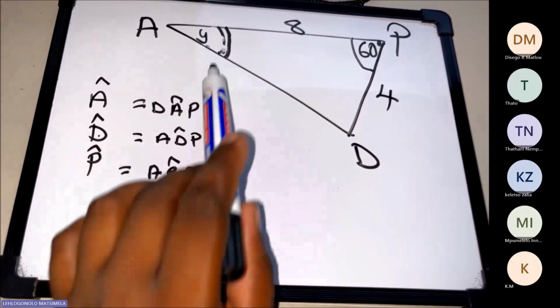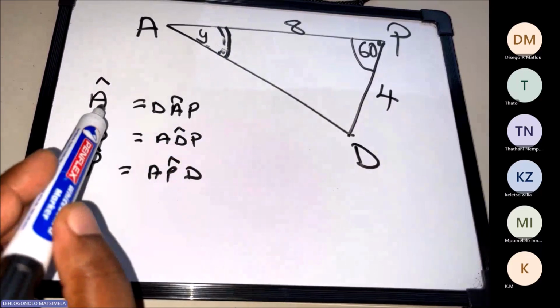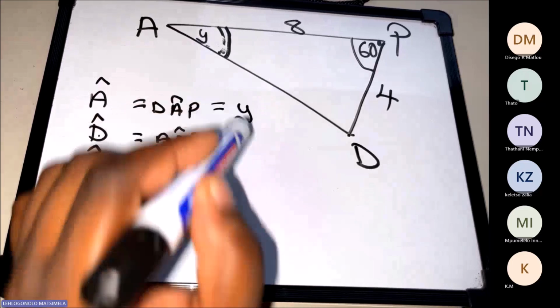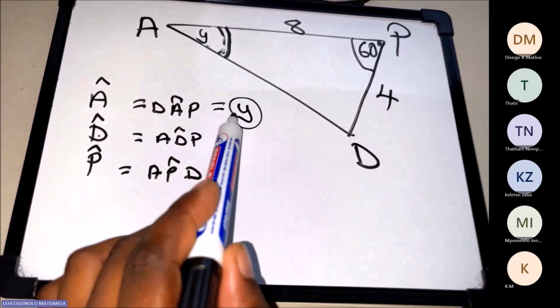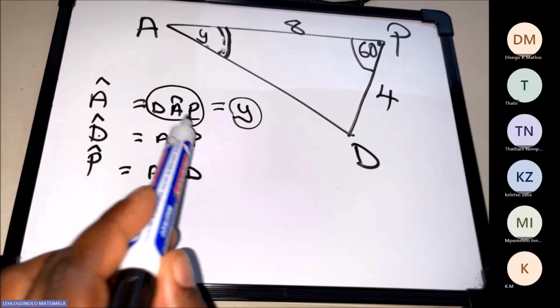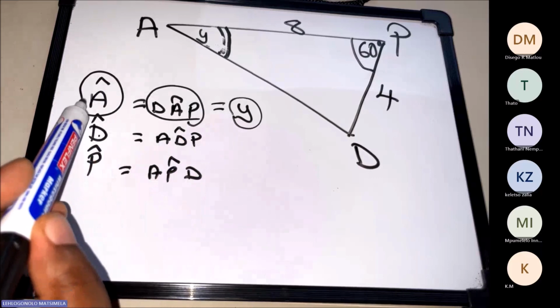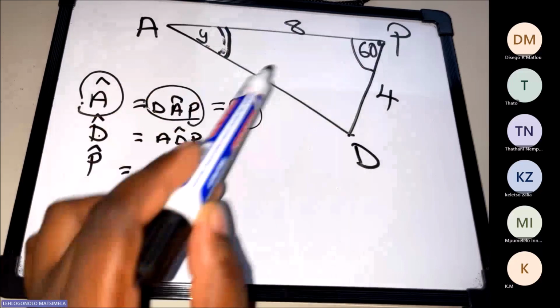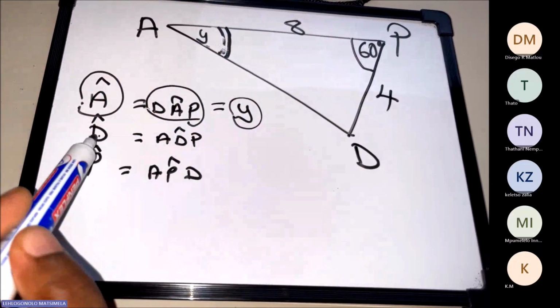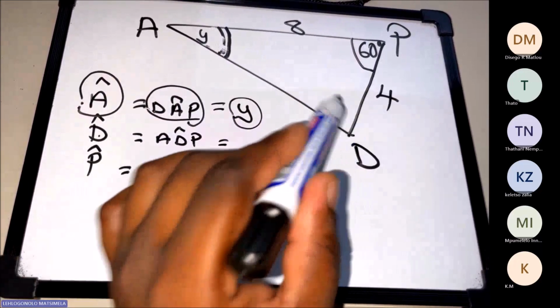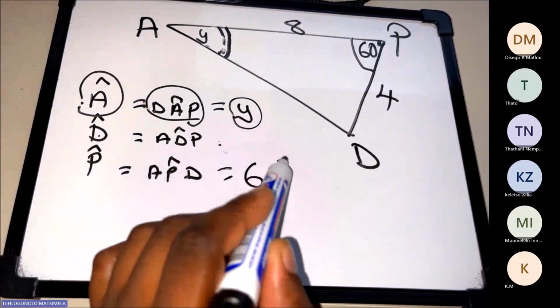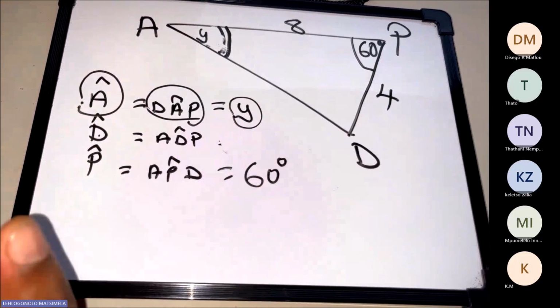So if we are given such, angle A, which is this one, is the same as Y. When you use this one, it's like you are writing this one when there is no other triangle. So you can use any of the three. Angle at D doesn't have any value, we just leave it like that. Angle at P is 60 degrees. That's how we reference the triangle.